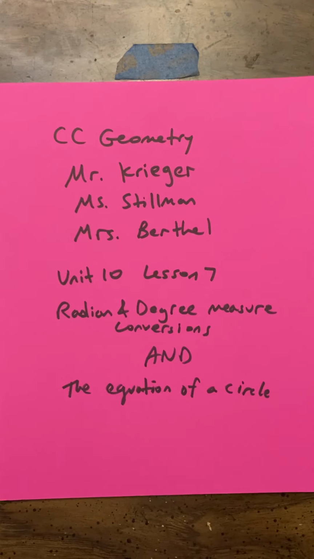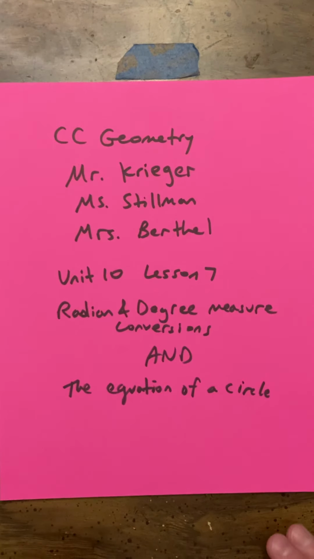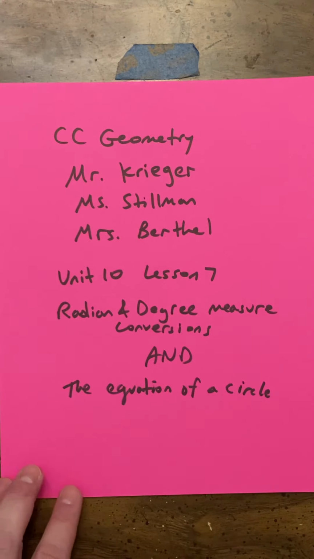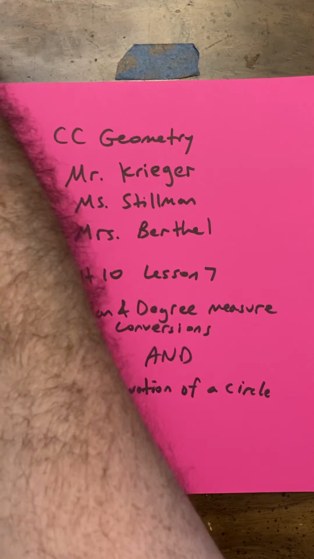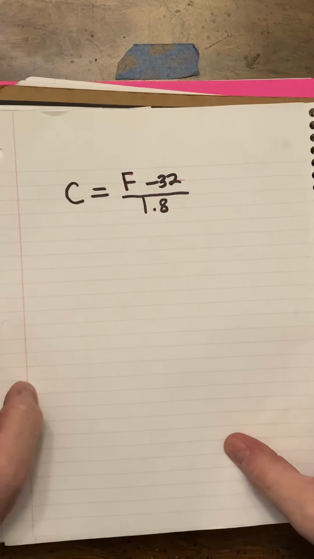Hey guys, Mr. Krieger. This is going to be starting on lesson 7, which has 2 parts: radian and degree measure conversions, and learning the equation of a circle. Before we actually start, I just wanted to show you a computation.